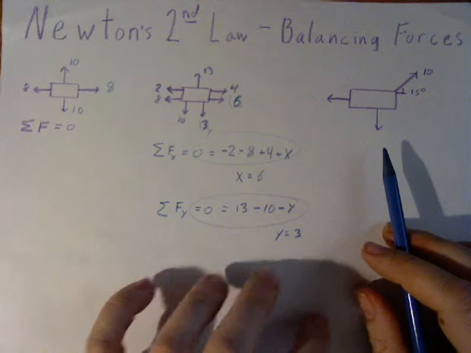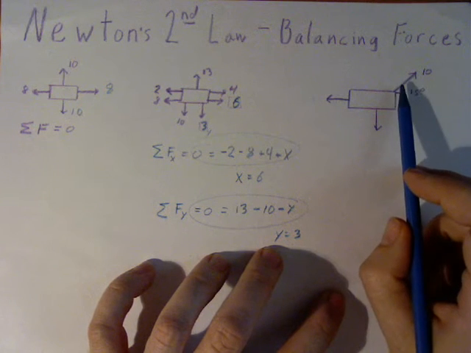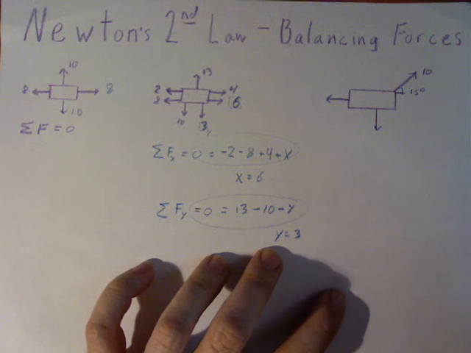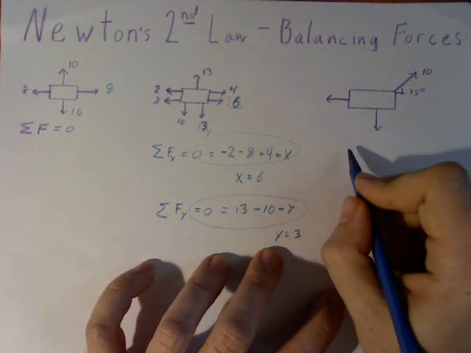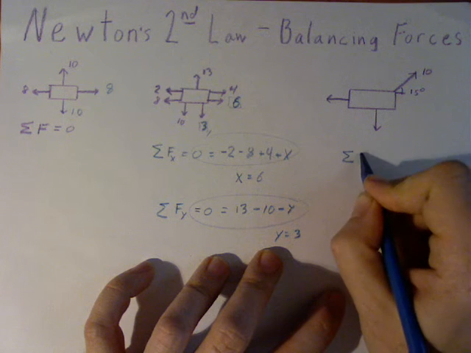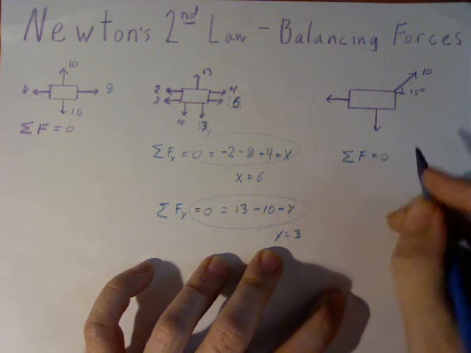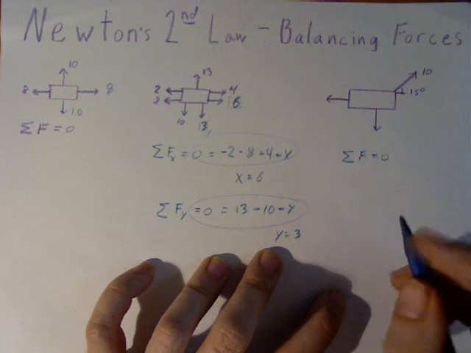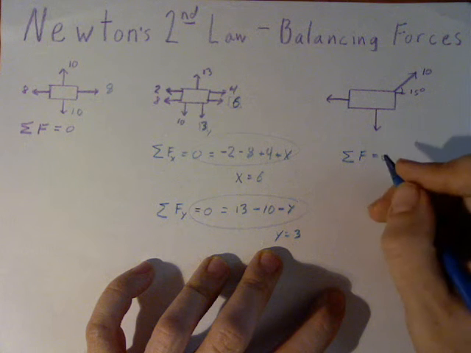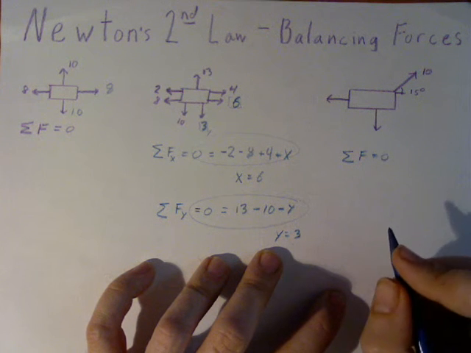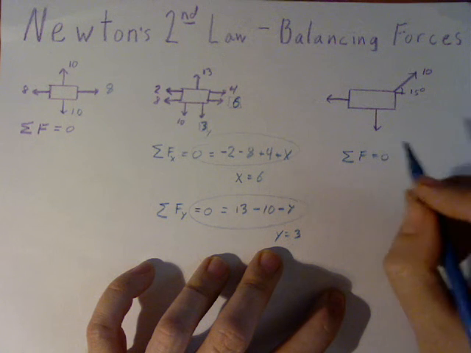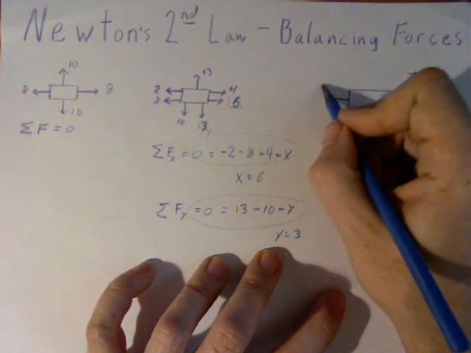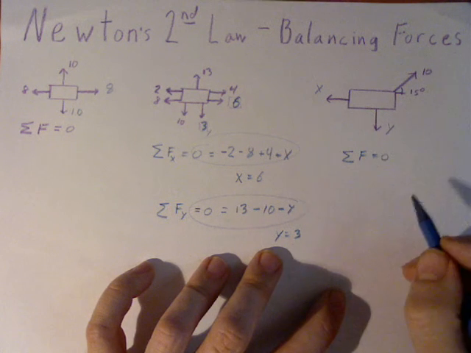Our last example involves a diagonal force. This is a very common situation and important to understand how to deal with it. In this case, we also have summation of force equals 0, but we're going to do it separately in terms of y and x, and separating it into vertical and horizontal components. This is extremely useful. To do this, I'll call this one x, I'll call this one y.